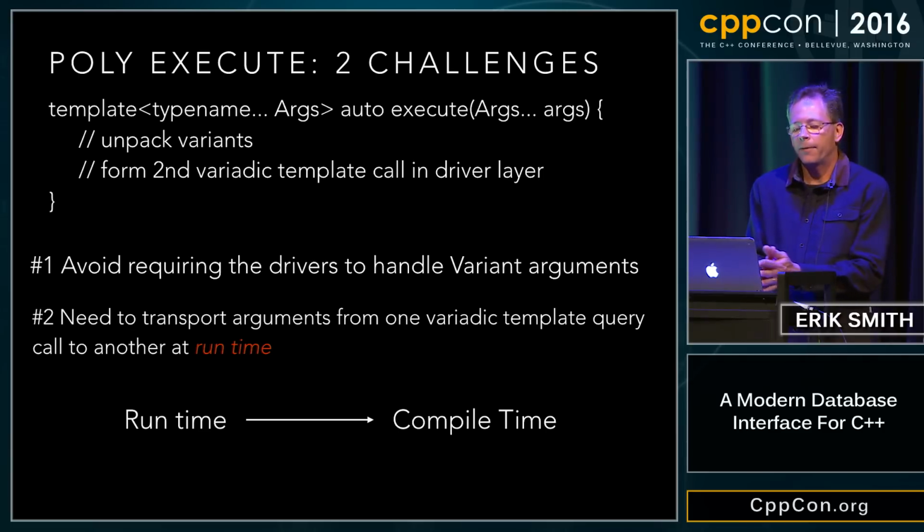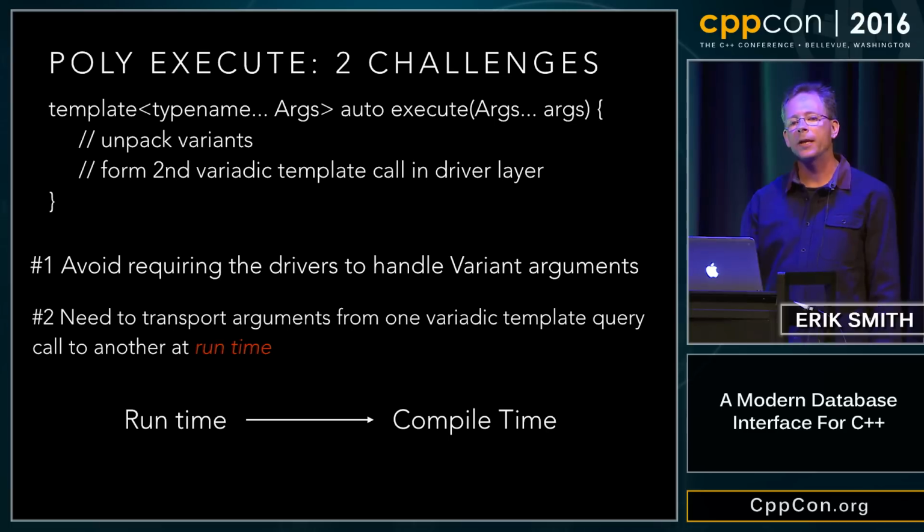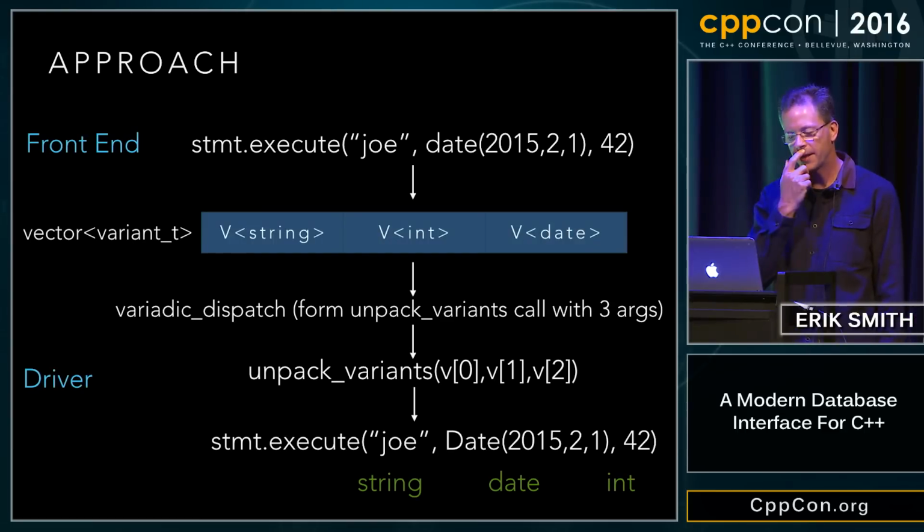So I'm thinking, just because it was so motivating to take all of that work out of the driver layer, maybe I can take that information at runtime, repackage it, and call the driver layer's variadic function without having to put any additional complexity in the driver layer. There are two challenges: first, unpacking variant arguments, and second, needing to transport arguments from one variadic template to another. And this is what it looks like.